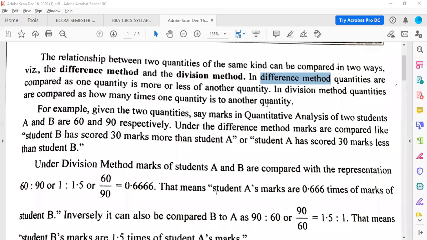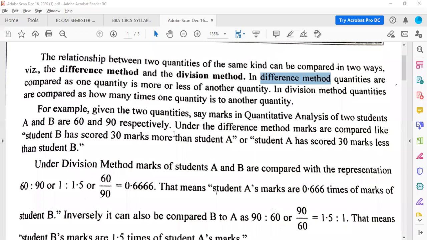Now let us take an example here to understand. Given the two quantities, say marks in quantitative analysis of two students. This is nothing but maths. So maths subject marks of two students are given. Now these two students' marks are being compared.